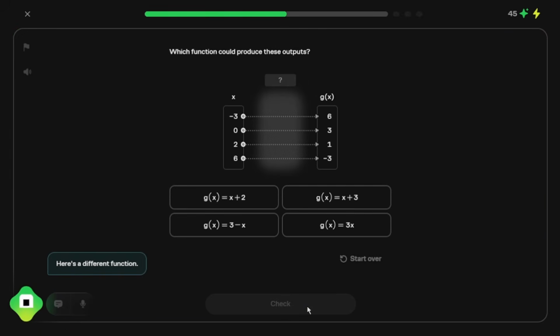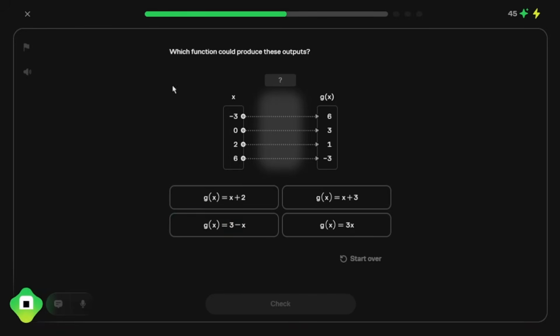Here's a different function. This one uses subtraction. Negative 3 goes to 6. 0 goes to 3, so it looks like it's adding 3. 2 goes to 1. Wow, I can't lie, this is hard.